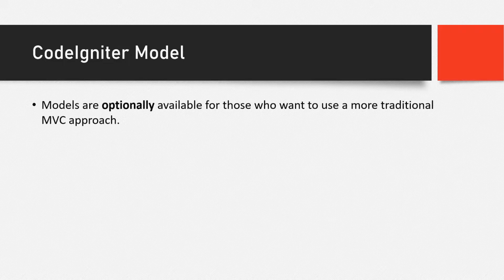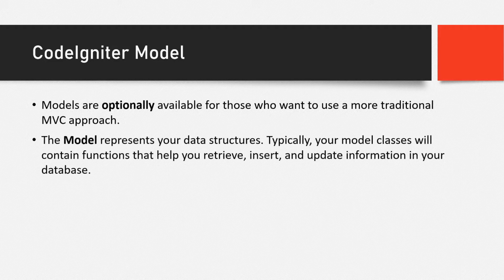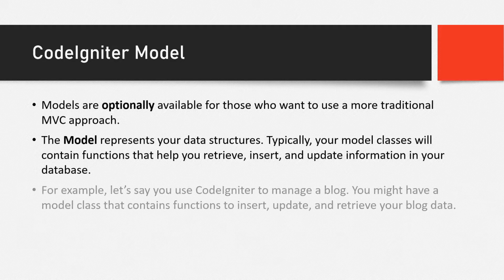Models are optionally available for those who want to use a more traditional MVC approach. The model represents your data structure. Typically, your model classes will contain functions that help you retrieve, insert, and update information in your database. For example, let's say you use CodeIgniter to make a blog. You might have a model class that contains functions to insert, update, and retrieve your blog data. Okay?